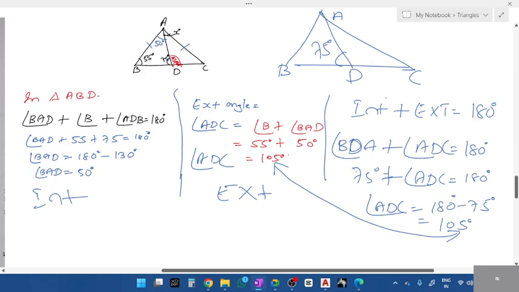So you can relate it like this: interior plus exterior, where angle D is separated into two parts. Angle D is the point of contact. You should always check for the angle which is at the point of contact for both the triangles. Use the straight line concept. I think the second one is easy, right? It is easy to do. So interior plus exterior angle is equal to 180.